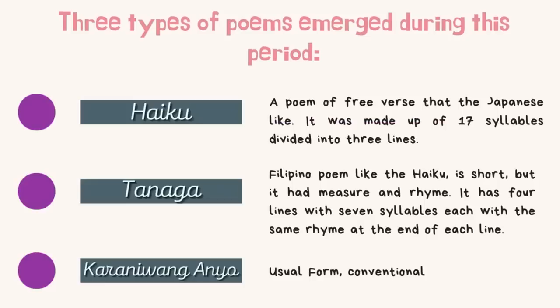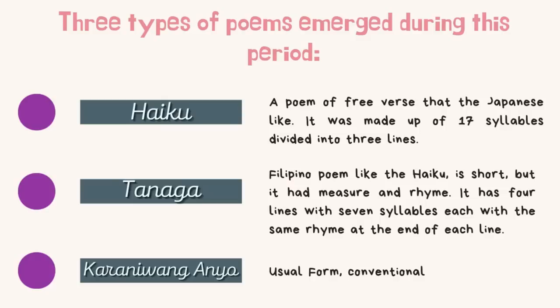During the Japanese era, three types of poems emerged. These are haiku, tanaga, and karaniwang anyo. First, haiku, a poem of free verse that the Japanese liked. It was made up of 17 syllables divided into 3 lines, or basically composed of 5 on the first line, 7 on the second line, and on the third line another 5.